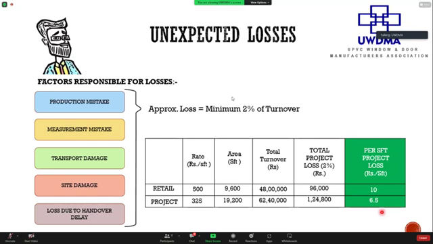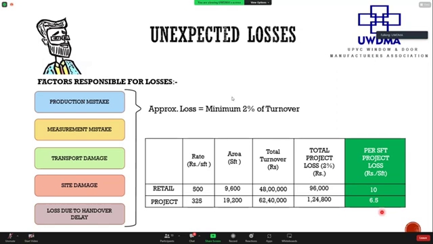Unexpected losses. Especially in the case of our UPVC industry, there are so many unexpected losses. For example, production mistake. Somehow the final measurement guy made a mistake in taking the measurements and sends wrong sizes. And then what happens? A wrong size window is made. That is a cost, of course.